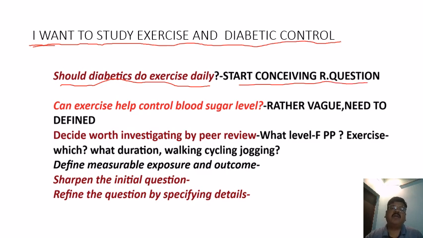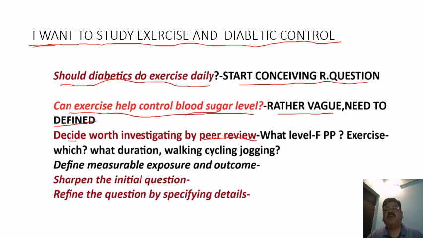Now here is another question we can ask: can exercise help control blood sugar level? It is rather vague and it should be defined. So, cause and effect. Now we have to see what the cause is here. The cause is the exercise and the effect is the diabetic control, blood sugar level control. So it should be properly designed. First, decide whether it is worth investigating by peer review. So we have to ask our seniors or our teachers.